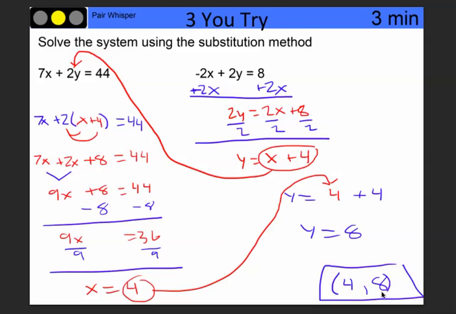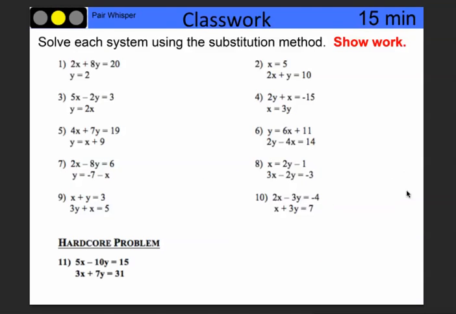So, last problem. Psych, no, that was the last problem.